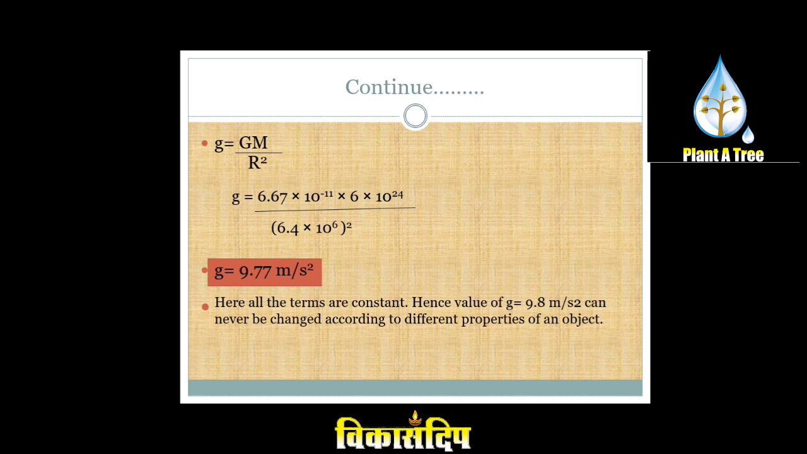Here all the terms are constant, hence the value of g is 9.8 meter per second square, and can never be changed according to different properties of an object. This means that the value of g on the surface of the earth is 9.8 meter per second square, and it will not change for any object because there is no term related to the object. All these things are constant, hence the acceleration due to gravity is constant.